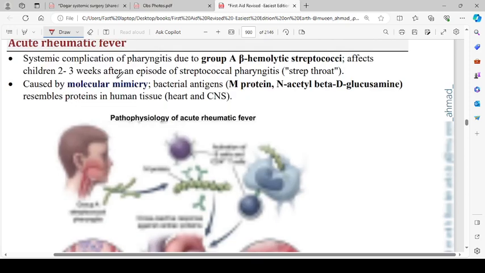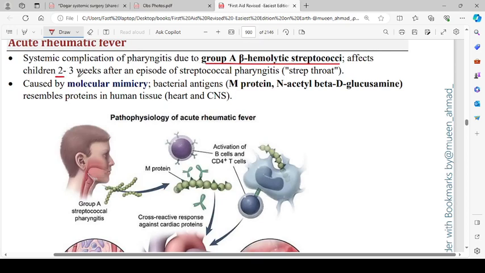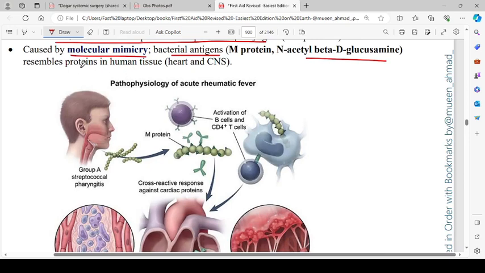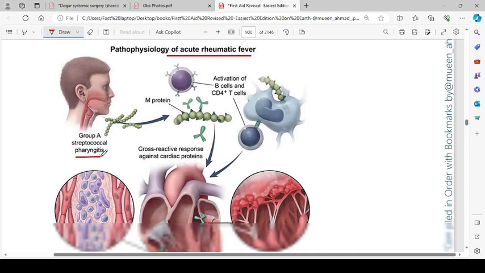What is rheumatic fever? Acute rheumatic fever is a systemic complication of pharyngitis due to group A beta-hemolytic streptococci. It affects children 2 to 3 weeks after an episode of streptococcal pharyngitis, which is strep throat. Caused by molecular mimicry: bacterial antigens, M protein and N-acetyl-beta-D-glucosamine, resemble proteins in human tissue, heart, and CNS. Pathophysiology of acute rheumatic fever: group A streptococcal pharyngitis.